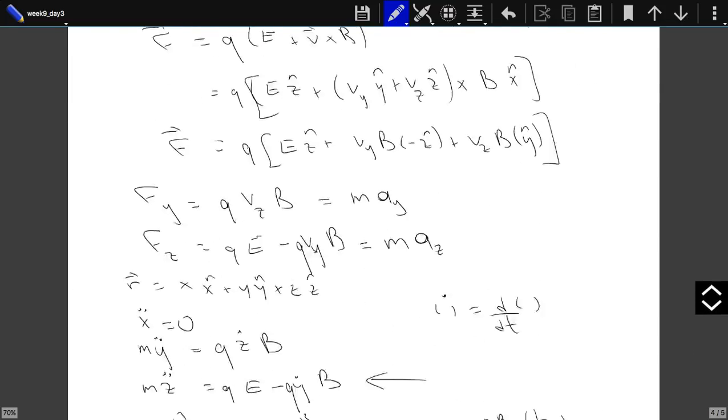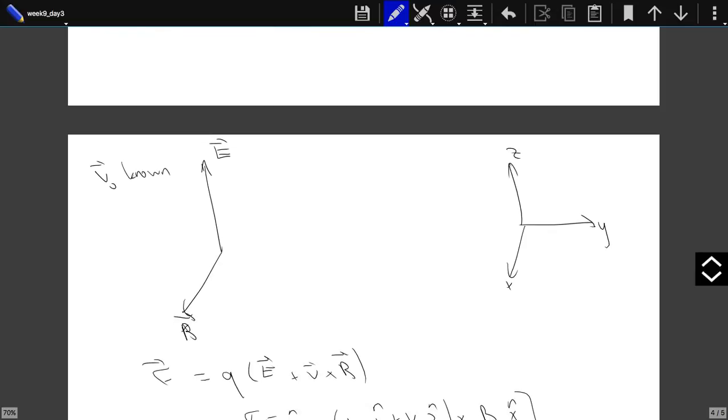If you just look at the z coordinate of the particle, it just goes up and down. Now let's look at the z axis. Z is the direction of the electric field. We have the electric field in that direction. So as the particle moves, the z component just goes up and down.